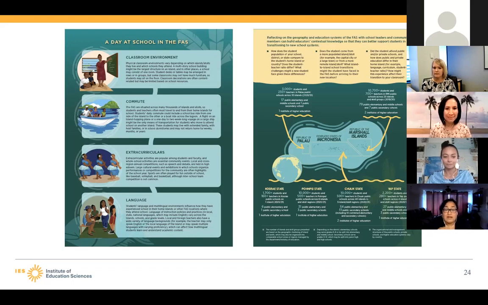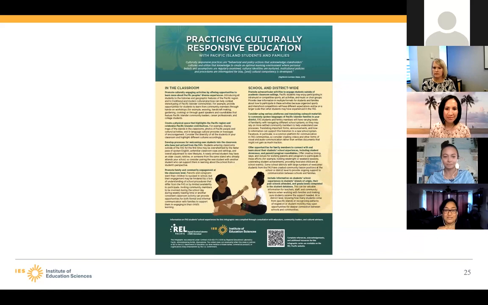Finally, page 4 of this infographic provides suggestions for how educators can implement some of this information in the classroom and district-wide. And hopefully you're able to take a look at that on your screen, because I know it is a little tiny to read.